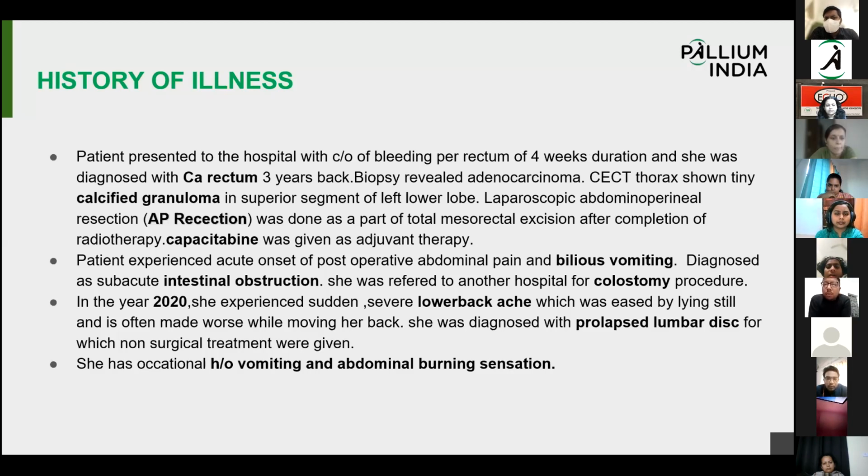Patient experienced acute onset of post-operative abdominal pain and bilious vomiting, diagnosed as subacute intestinal obstruction. She was referred to another hospital for a colostomy procedure. In the year 2020, she experienced sudden severe lower backache, which was eased by lying still and is often made worse while moving her back. She was diagnosed with a prolapsed lumbar disc, for which non-surgical treatment was given. She has occasional history of vomiting and abdominal burning sensation also.